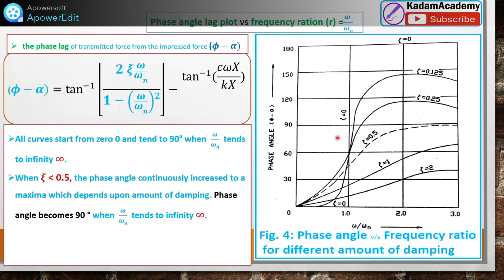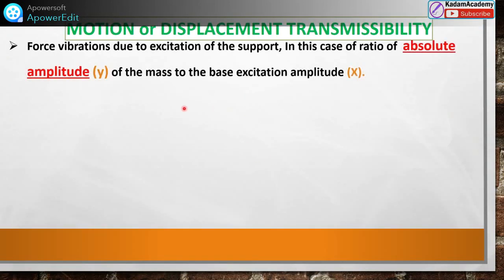So friends, if zeta is less than 0.5, the phase angle gradually increases towards 90 degrees. Here 90 degrees is there, and it will continuously increase. So we have studied the phase angle versus frequency ratio and the force transmissibility versus frequency ratio.